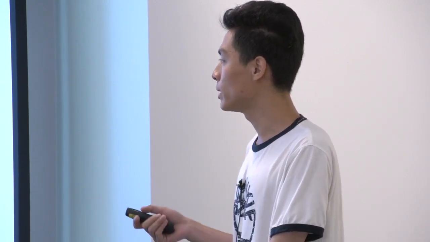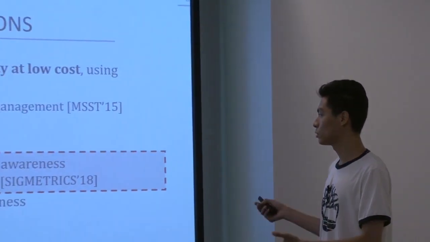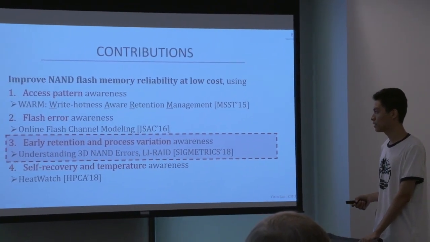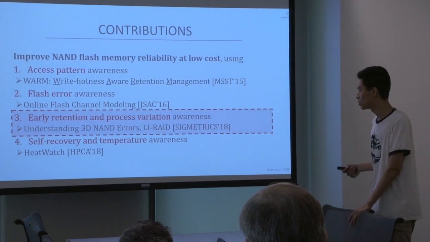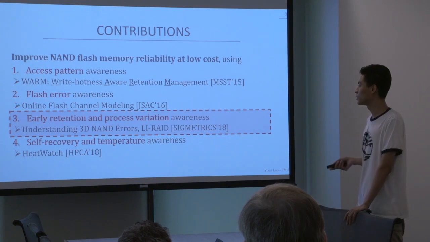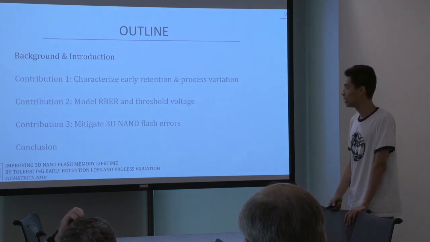And all of these have been published in recent literature. Today I'll be mainly focusing on 2 of our most recent works, which were published this year. These 2 works focus on improving a new type of NAND flash device called 3D NAND and trying to improve its reliability. First I'm going to start with the third work, which is the early retention and process variation. And this is the outline of this work.